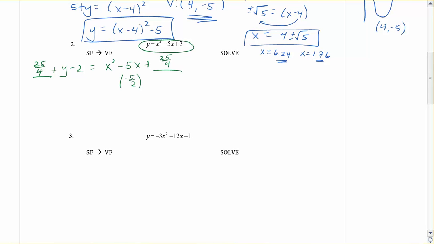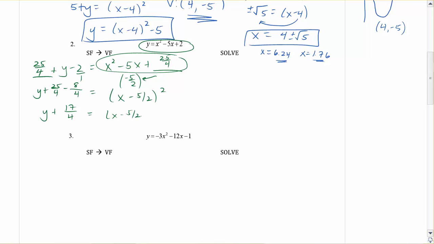So what makes this a little more challenging is that I'm going to have to find a common denominator. So I'm going to say y, I have 25 over 4. This is 2 over 1. So let me make that denominator 4. If I multiply the bottom by 4, I multiply the top by 4, and I would get 8/4. On the right side, if I clean it up, again, this is going to be a perfect square trinomial. The x minus 5/2 would be what goes in my binomial squared. I've got to simplify this, so y plus 17 over 4 equals x minus 5/2 quantity squared.